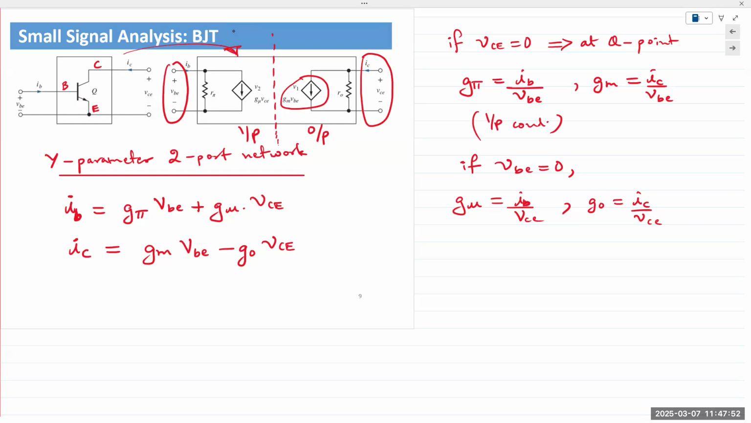gm is, what is gm? That would be here. Output voltage and output current. This is output current as a function of the input voltage. So it's a transfer characteristic, hence transconductance. How is it being transferred to the output?